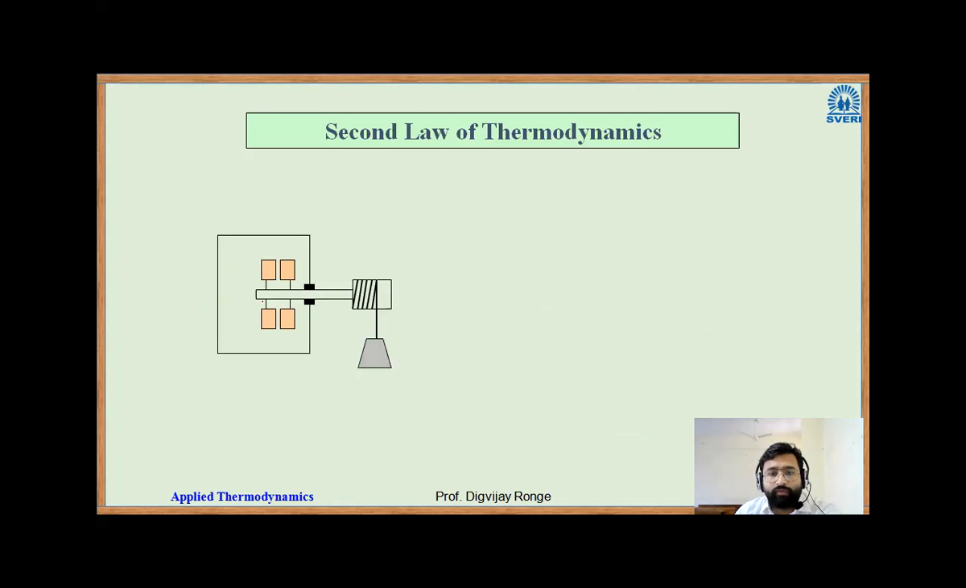The third example was this one. So there is a weight attached to a shaft. This shaft has some Pelton wheels. This is inside a closed system. It has some fluid inside this, and its function is to stir that fluid.